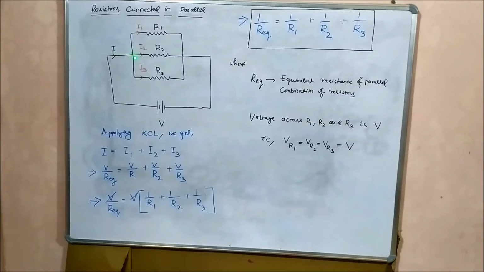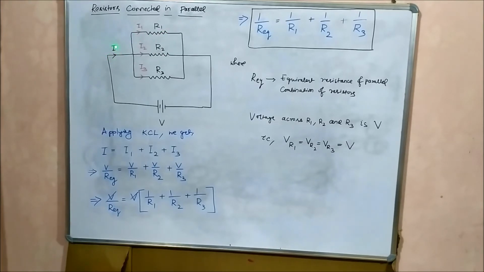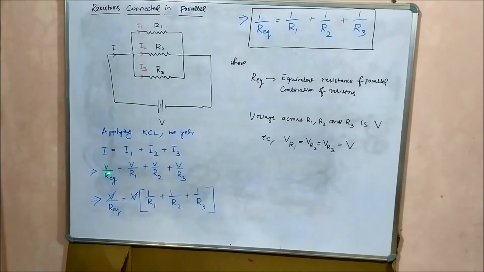So when we apply KCL at this node, we get the total circuit current I is equal to I1 plus I2 plus I3. Now I already said that the voltage drop across the resistors R1, R2 and R3 is the same, which is V volt. So we can write this total circuit current I as the total circuit voltage V by Req, where Req is the equivalent resistance of the parallel combination of resistors. This is the expression for the total current, capital I, equals V by Req.